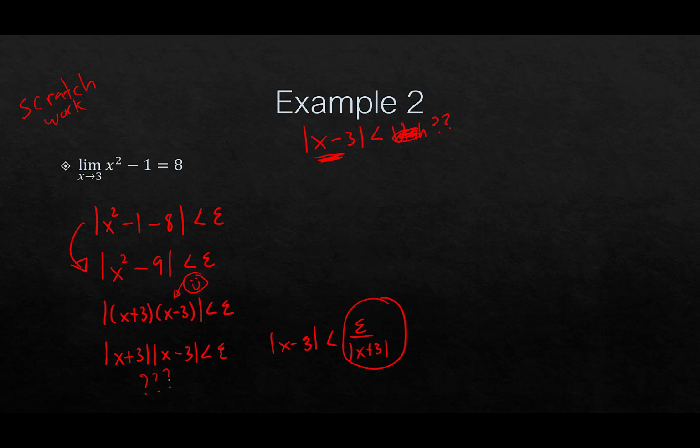Okay, so this is where we pull a fancy trick out of our sleeves. And it's not really a fancy trick, but keep in mind, remember our original goal is to find this delta such that the distance between x and 3, |x - 3|, is less than delta, okay? Remember, that's our goal. We're trying to find this delta, right?